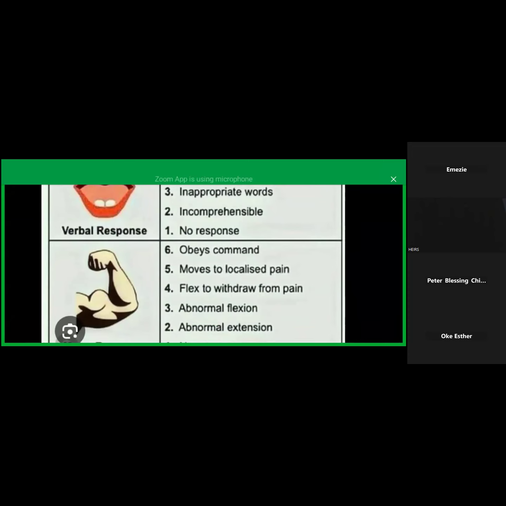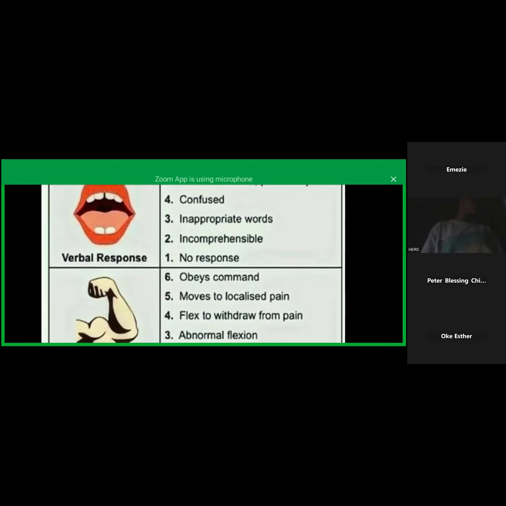So what do we have? Eye opening 2. We have 2 plus 3. 3 is best verbal response. So 2 plus 3 plus 4. That will be 2 plus 3, 5. 5 plus 4, that is 9. Total of 9. So we have 9 out of 15. So we'll now put 9 over 15. The person's GCS is 9 over 15.